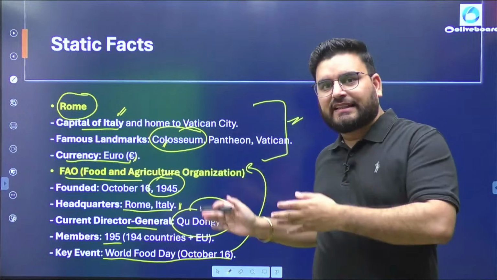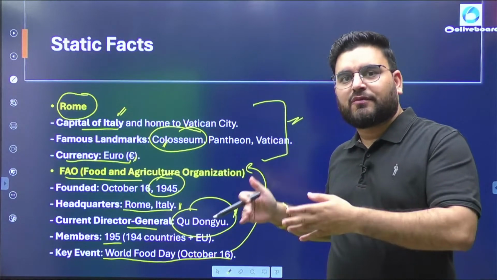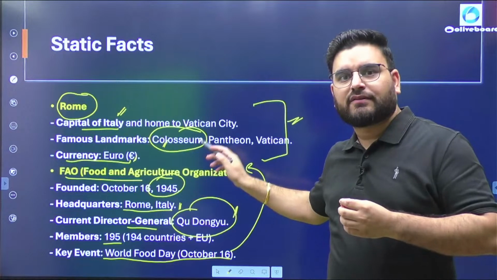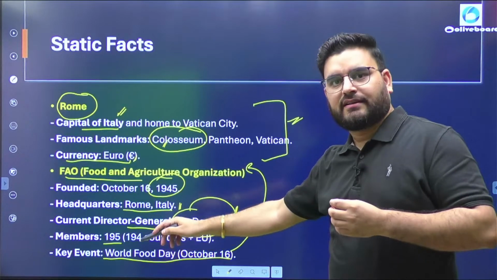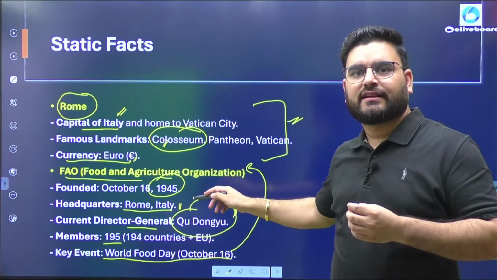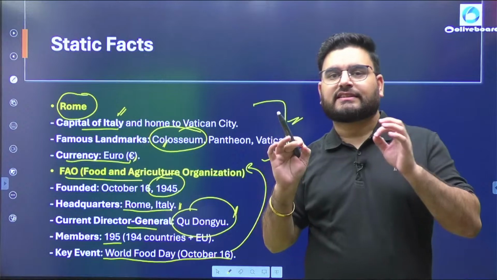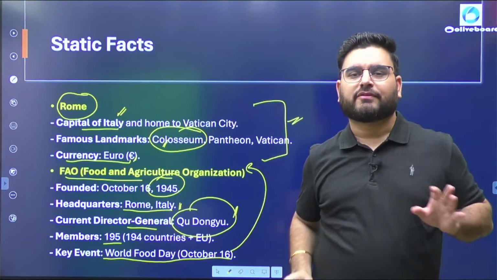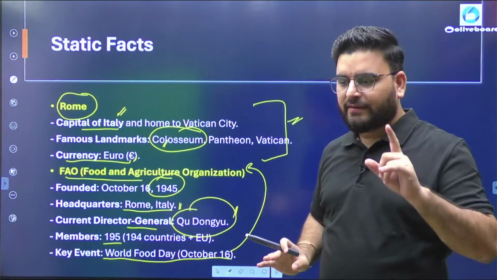So see, using this particular news, what so many things we have learned. The headquarters, the formation, what event they used to organize, right? So this is called a 360-degree coverage. Somewhere or the other, one question will be formed from this. Okay, got it?